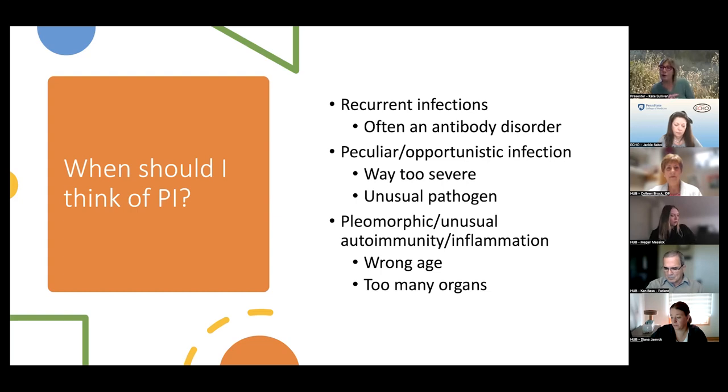Second bullet is peculiar or opportunistic infections. And I use the word peculiar to kind of encompass a number of different things, including severity. So as a physician, I've seen many cases of pneumococcal pneumonia, but there are some cases where it's just terrible. It's hard, the course of antibiotics is very prolonged. Maybe there's a big empyema that needs to be drained. So there's something about that one pneumococcal pneumonia that just looks out there. It's not on the same scale as the other patients.